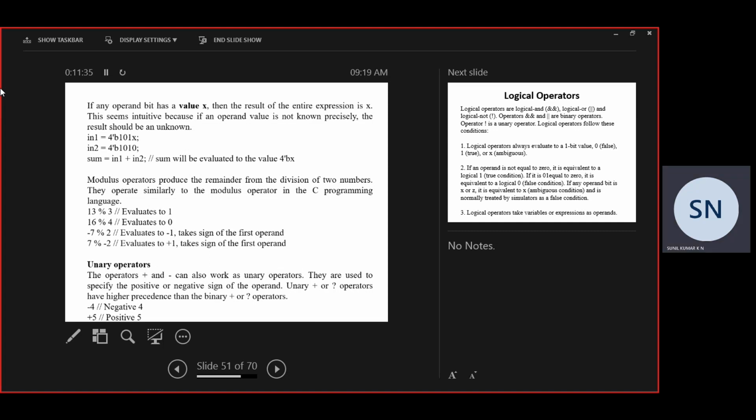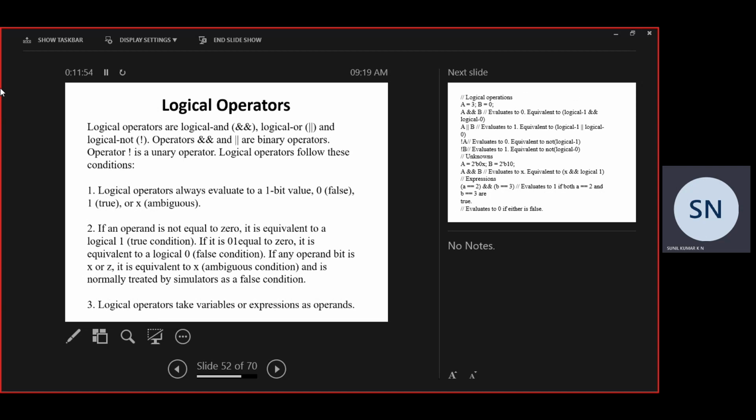Unary operator means only one single operand will be required. For that single operand, you can use positive or negative. So that can also be used as a unary operator. So plus 4, plus minus 5. If you use it before the number, it is going to indicate what type of number it is, positive or negative.